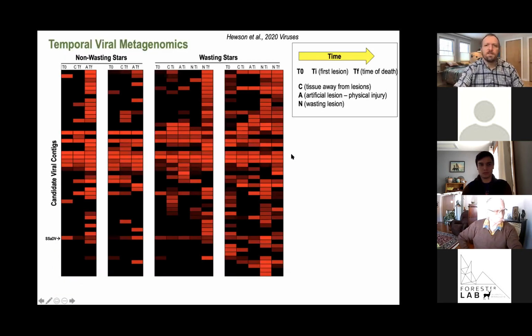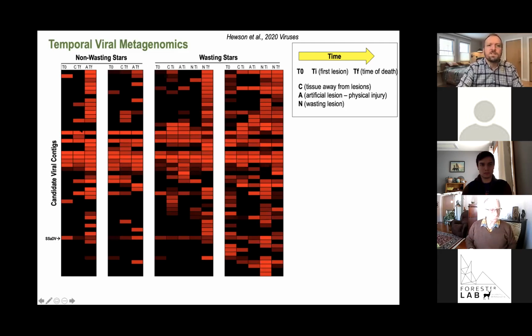And this is what it looks like. This is a heat map of all of the different types of viruses that we pulled out from individual viral metagenomes that corresponded with initial samples. So this is when they came out of the field. Control samples, so this is clinically normal tissue, which is taken away from lesions. And then we have artificial scar tissue, which are the margins of those artificial scars that we created on the surface of the starfish.